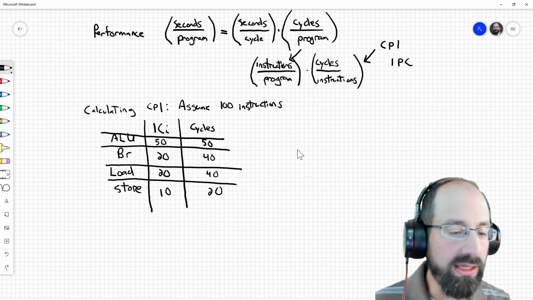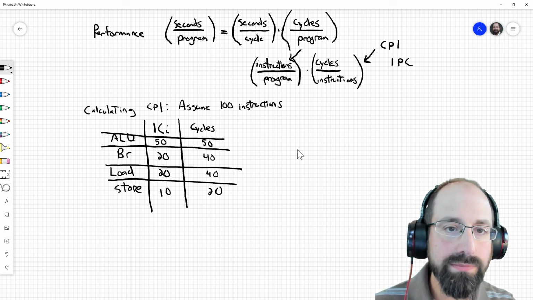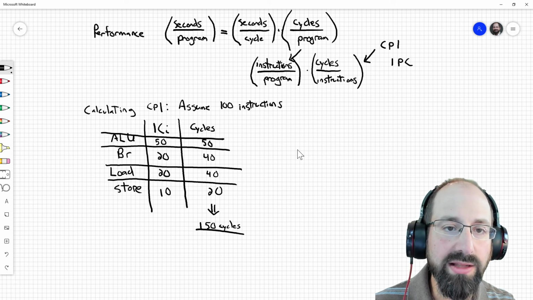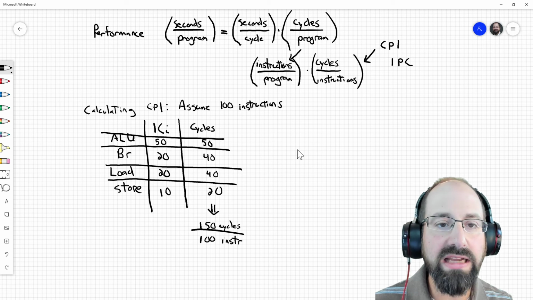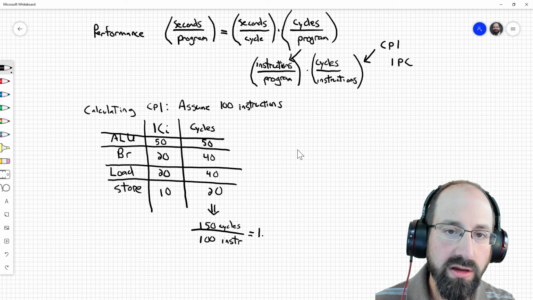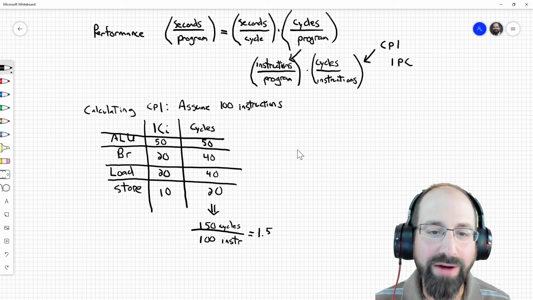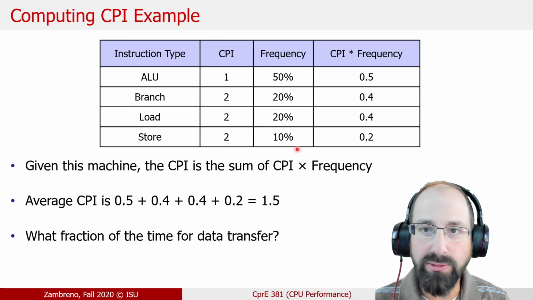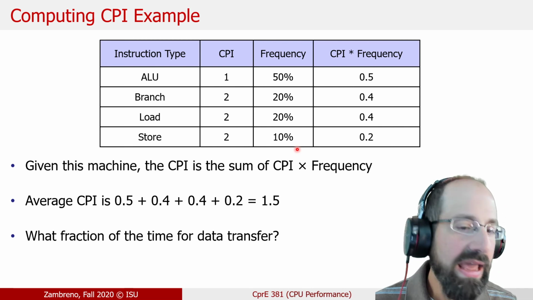So the question's asking about average CPI for this instruction mix, and now I think it's pretty straightforward personally. We know that there is exactly 50 plus 40 plus 40 plus 20, 150 cycles to execute that instruction mix. And as a given, as we've reframed the problem in terms of 100 instructions, our instruction count is 100. So we get 1.5 for our average CPI for that case. It's the same answer. So the textbook way of doing it is also completely correct. It should give the same answer.